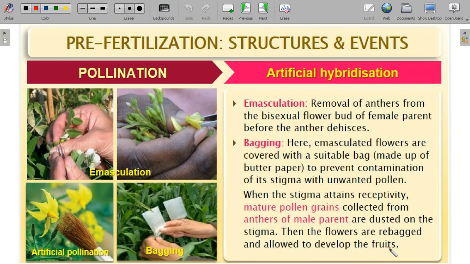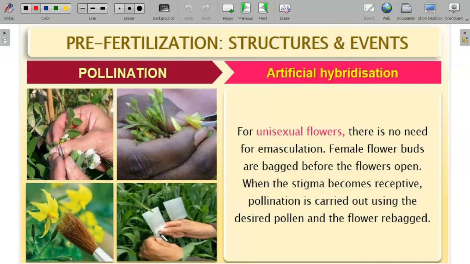When the stigma reaches maturation, when receptivity is there in the stigma, then the butter paper will be removed. In this, you can see artificial pollination will take place. Again, they will rebag it and cover it up. This is called artificial hybridization.